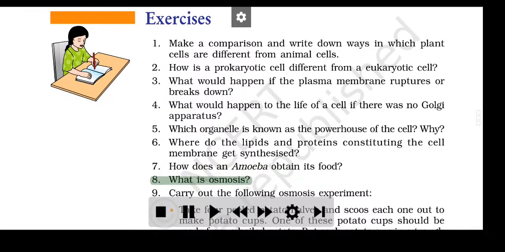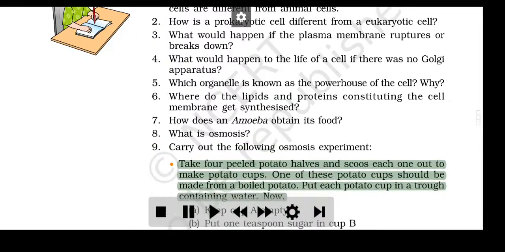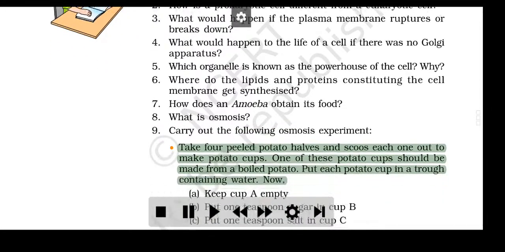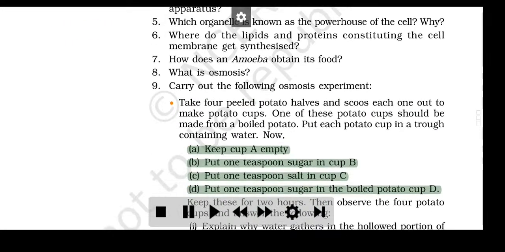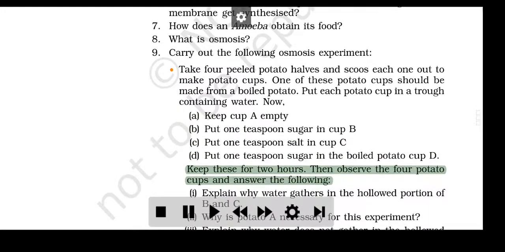8. What is osmosis? 9. Carry out the following osmosis experiment. Take 4 peeled potato halves and scoop each one out to make potato cups. One of these potato cups should be made from a boiled potato. Put each potato cup in a trough containing water. Now, A. Keep cup empty. B. Put 1 teaspoon sugar in cup. C. Put 1 teaspoon salt in cup. D. Put 1 teaspoon sugar in the boiled potato cup. Keep these for 2 hours.